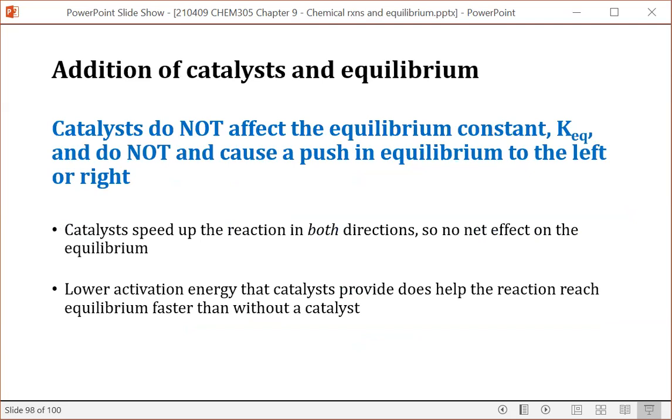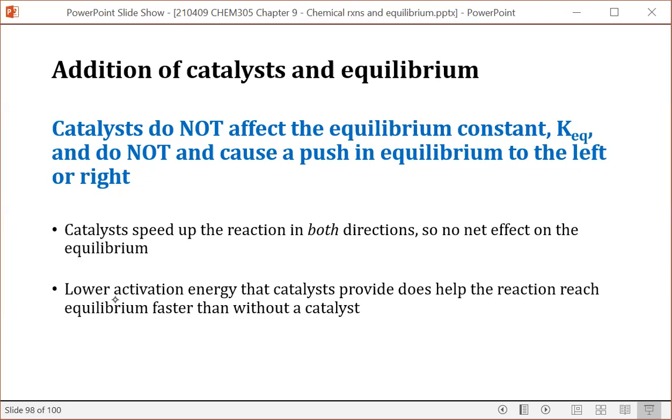So you might think, could we shift equilibrium by adding a catalyst that speeds up reaction rates? Won't that push the equilibrium, say, to the right to favor products? The answer is actually no. Catalysts won't affect the equilibrium constant Keq because they're not going to cause a push specifically favoring the left or the right. The catalyst would speed up the reaction in both directions for an equilibrium reaction. So there would be no net effect on the equilibrium.